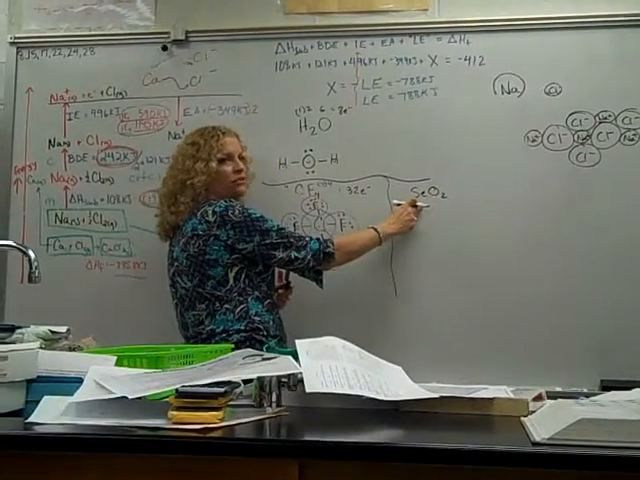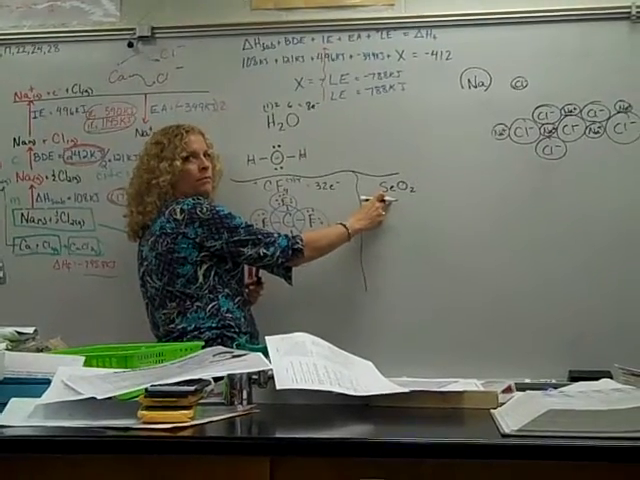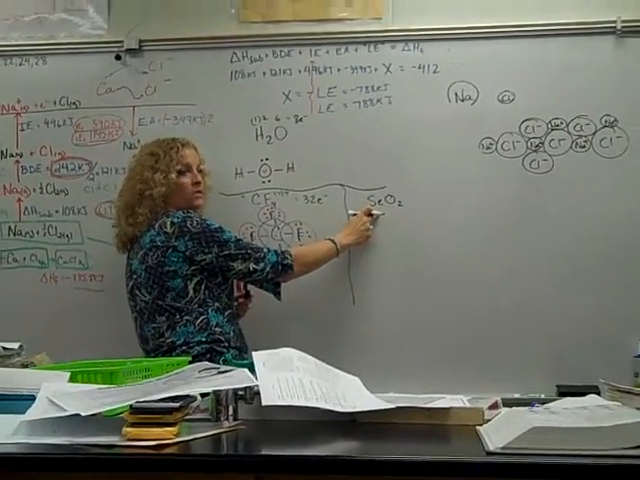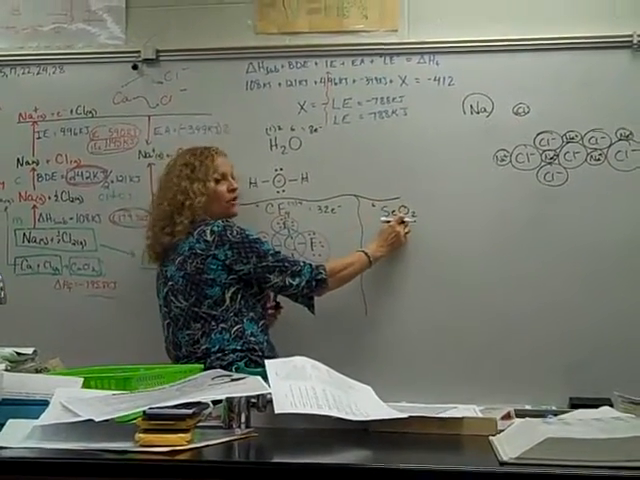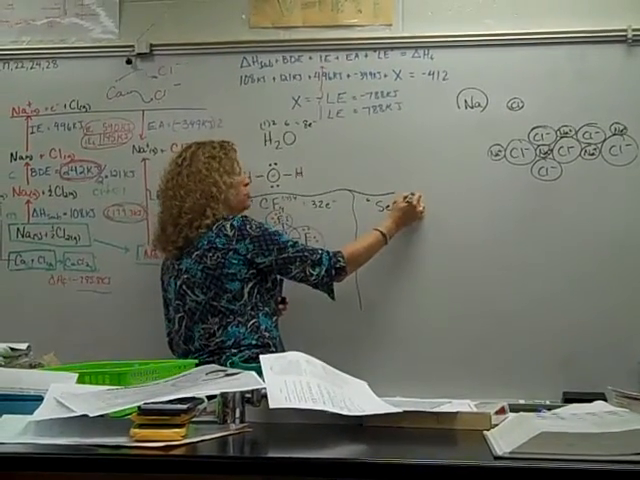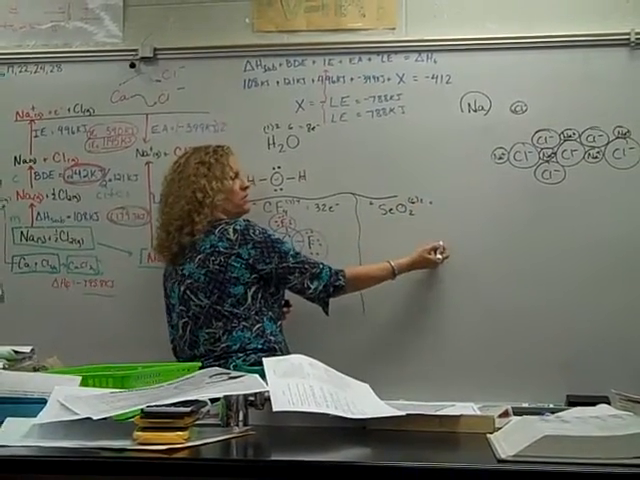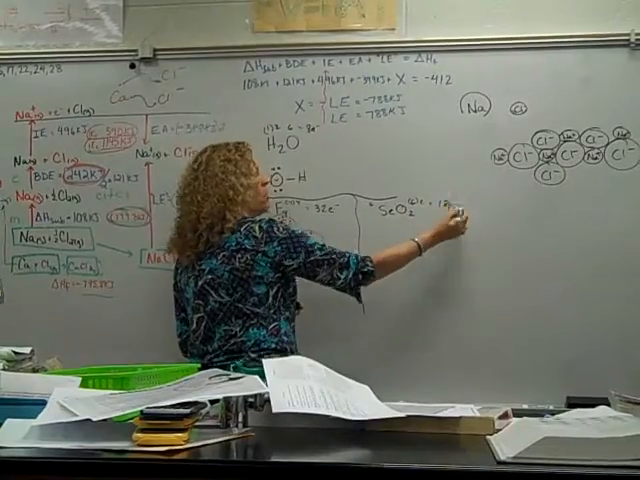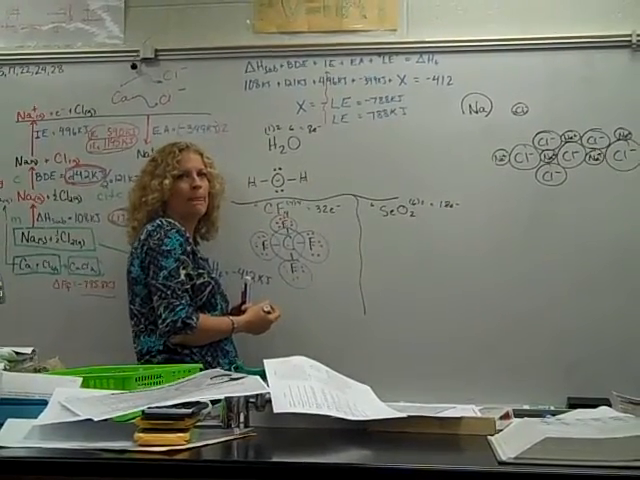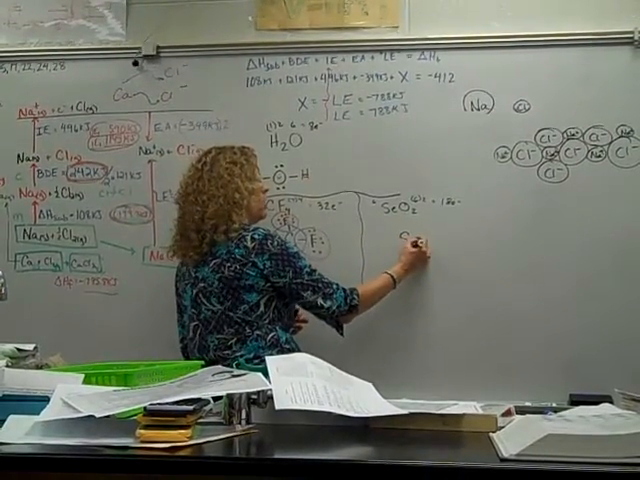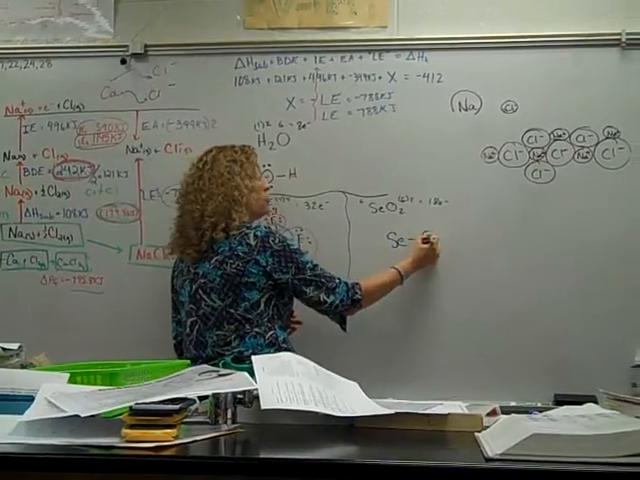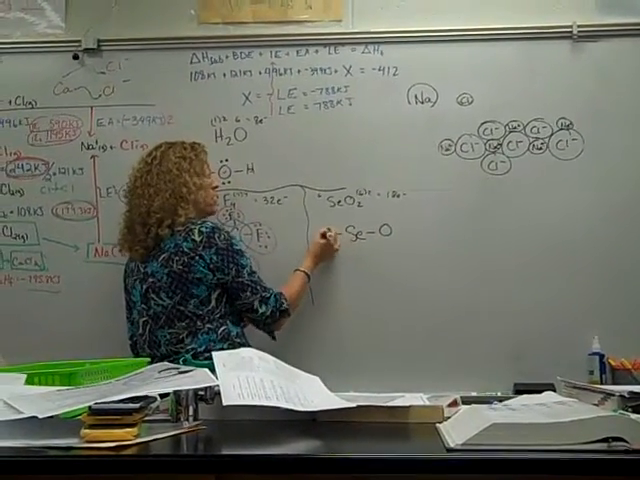Let's do SeO2. How many valence electrons in selenium? 6. It's in the 6A group. How about oxygen? 6, and there's 2 of those. So how many total electrons? 18. What's our central atom? Se. It's the oddball.